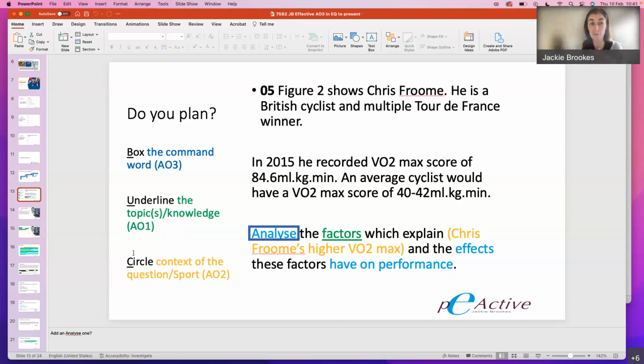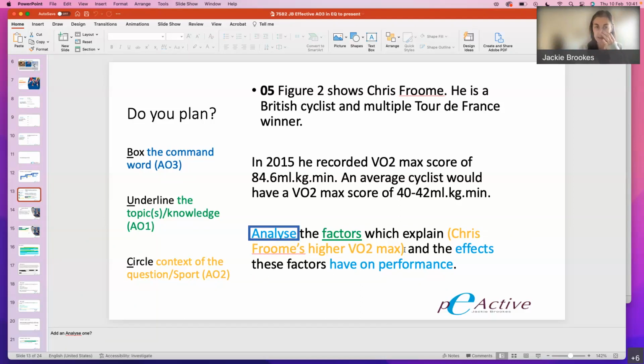So I now stand there in front of them and say, for all 6 questions in your paper, the 3 8s and the 3 15s, I think you should spend 20 to 30 seconds, because that's all it will take, booking it. That means box your command word, which will only be analyse or evaluate. I spoke in the first 2 sessions about that. You underline the knowledge, that's your starting step, and then you circle the context or the sport, knowing that that's your middle step.